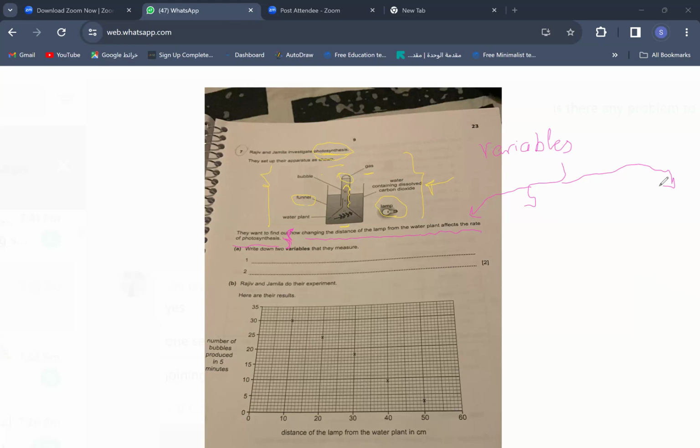And the second one, describe the pattern. Rajiv and Jamila do their experiments. Here are their results: distance of the lamp from the water in plants in centimeters, and the number of bubbles produced in 5 minutes. Describe the pattern. It goes down in like a diagonal line.